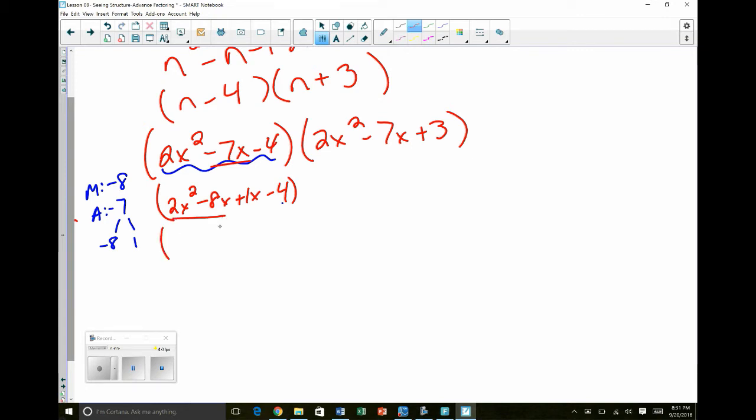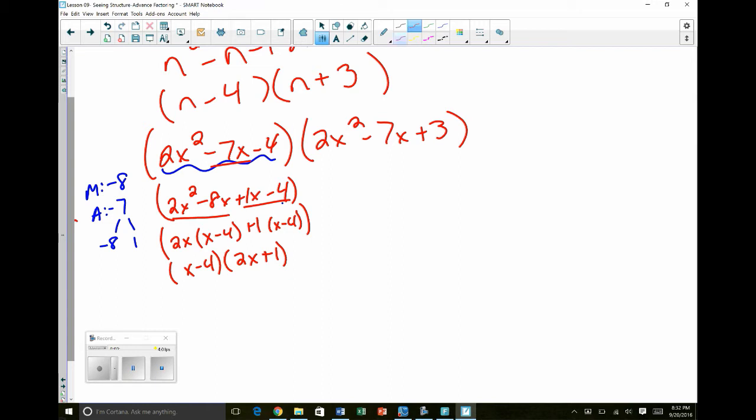Group them now. Look at the first two. I can take out a 2x. I'm left with x − 4. Look at the next two. I want an x − 4. Well, I currently have that, so I'll take out a positive 1. So, factoring out the GCF of x − 4, I'm left with (x − 4)(2x + 1). Maybe you can do this by guessing and checking, but this AC method will always work.